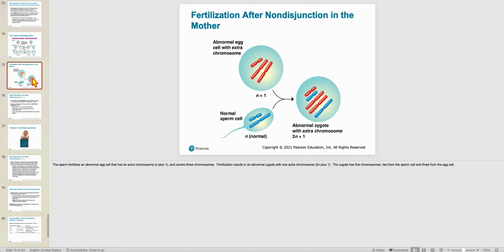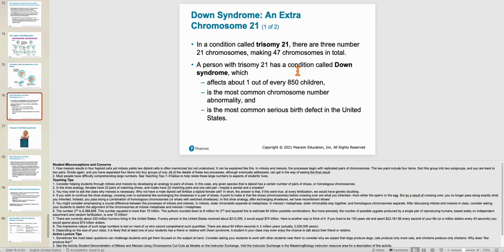So if I go to my slide on the next one, you can see how you have extra chromosomes. And that's caused by non-disjunction, and that's bad. Now, I told you about Down syndrome, so there is a specific slide for that.